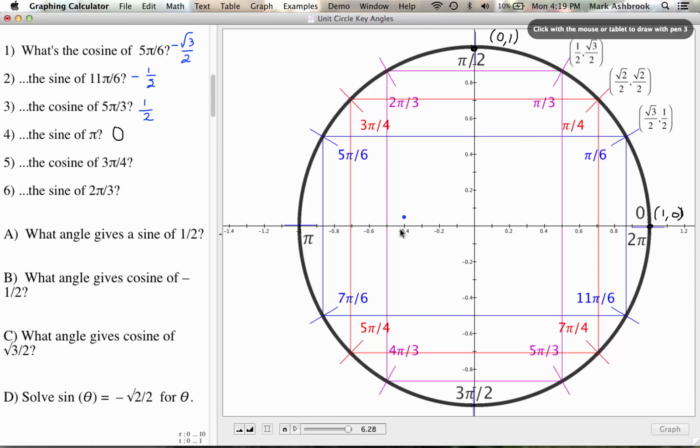Okay, what's the cosine of 3 pi over 4? Right here. So we want the horizontal distance to the right of the vertical diameter, or we want this distance right here, which we see by symmetry would be the same as that distance right there. So we can use the cosine of pi over 4, radical 2 over 2, and apply the negative, because now we're to the left.